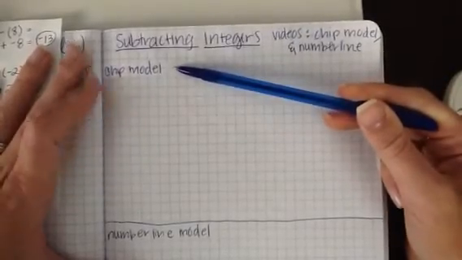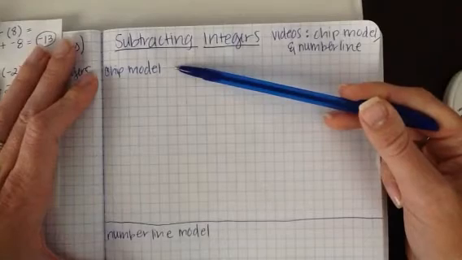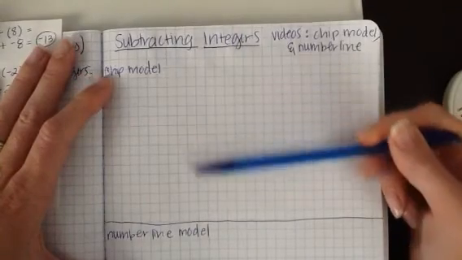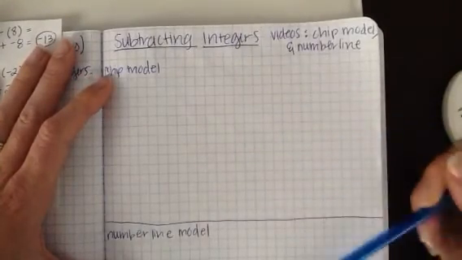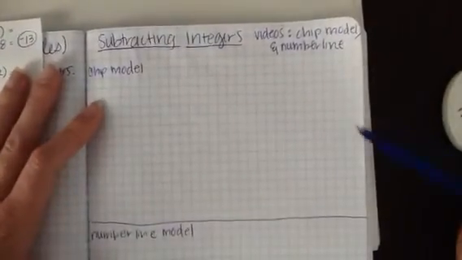The chip model is sometimes difficult for students, so if you need my help, feel free, or if you want to work with a partner, do that. And then you're just going to work through these and jot down some ideas of some things that you can remember to help you remember those two different models.